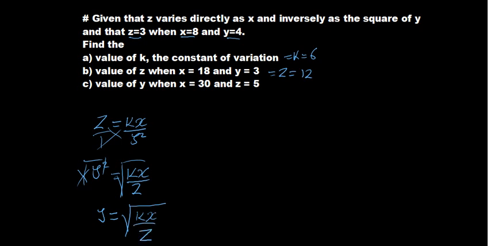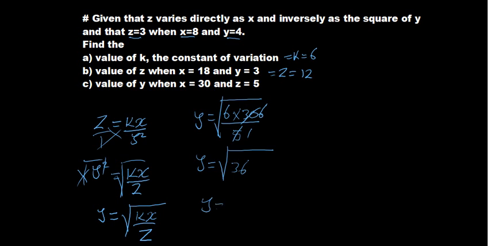So what we have is y is equal to the square root of k multiplied by x divided by z. In this case k is 6, multiplied by x, which has been given as 30, divided by z, which is 5. To make things simple again, 5 into 5 is 1, 5 into 30 is 6, so 6 times 6 is 36. Then the square root of 36 is 6, and that is going to be our y.